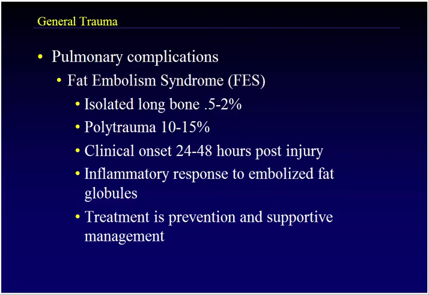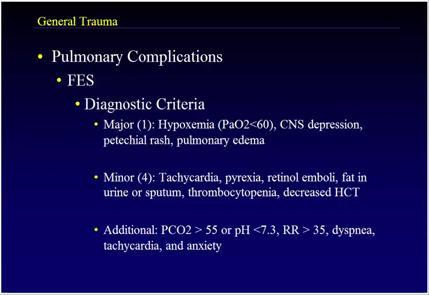The treatment is both prevention. Well, how can we prevent it? We know that we can prevent it by early stabilization of long bone fractures, as we talked about yesterday, and then also supportive management once the diagnosis is made. The diagnostic criteria for fat embolism syndrome, the three hallmarks of it, if you will, are hypoxemia, central nervous system depression, typically in your questions you'll see that the patient is confused or irritated, and then petechial rash. Those are the three things that seem to be mentioned.